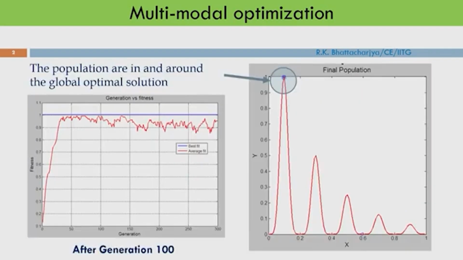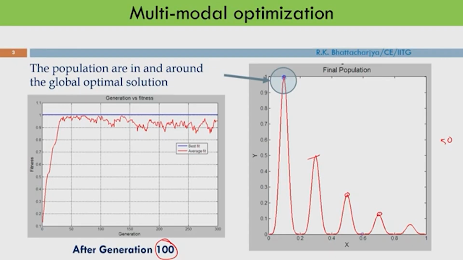Now, let us apply genetic algorithm. I have shown you the results after 100 iterations. I have applied genetic algorithm here, and suppose I have taken a population of 50, then all these populations are at the global optimal solution. There is no solution on the local optimal solutions. All the solutions are basically converging at the global optimal solution.